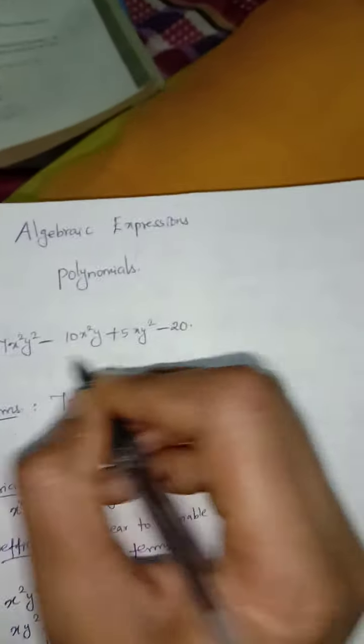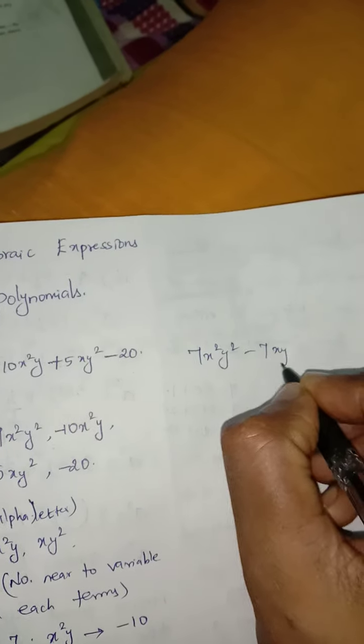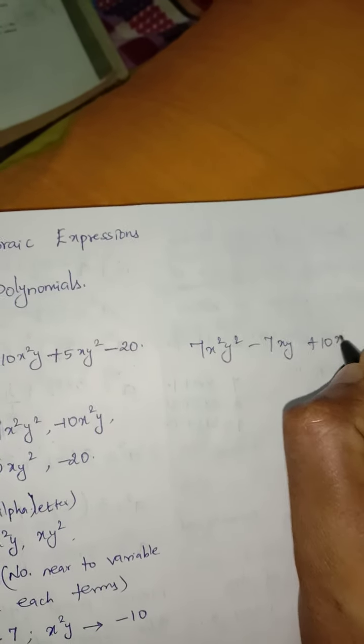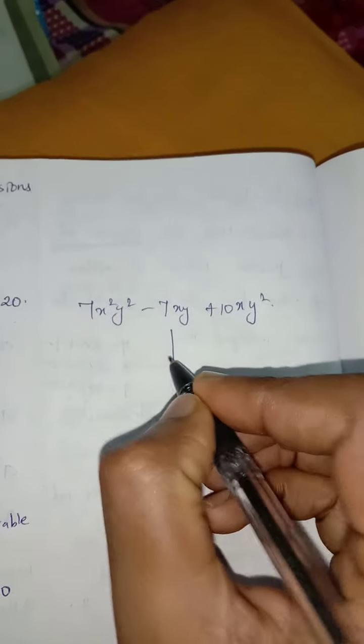Suppose consider this same example itself: 7x square y minus 7xy plus 10xy square. So we can classify this based on their terms as well as based on their degrees.